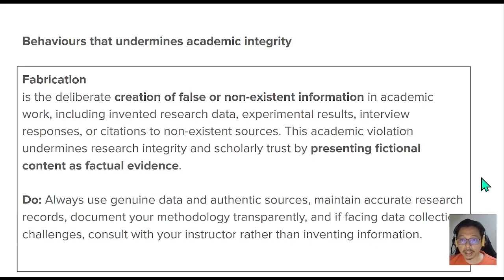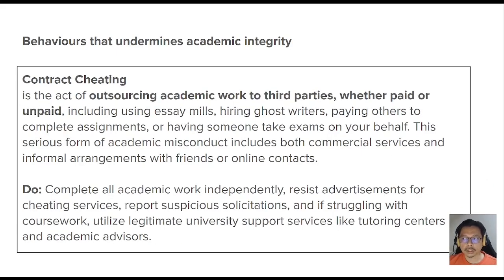Fabrication, of course, you make up any information, you make up any data, and you present it as credible information. Well, that also violates academic integrity. Contract cheating is rarely talked about. This is like when you pay someone to do your work, and then you take whatever is made by that person and you hand it in as your own work. This is also considered plagiarism, but we have a specific name for this called contract cheating. When you pay someone, some company, to do your work for you, that is also violating academic integrity.